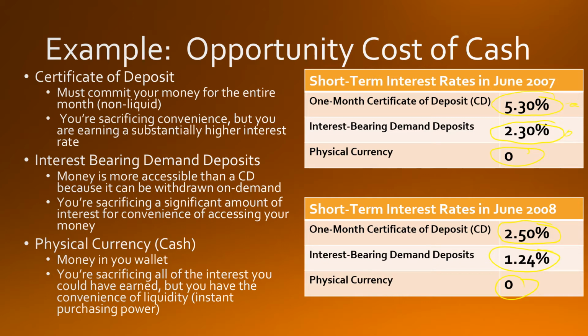And so this really drives home the idea that interest rates have a huge effect on the opportunity cost of holding cash, right? The opportunity cost of holding cash from June of 2007 to June of 2008 decreased significantly. Basically, what I'm saying here is that, in June of 2007, you might have wanted to keep your money in the bank, but by June of 2008, it really wasn't worth it anymore. The opportunity cost of having cash in your pocket was significantly lower.